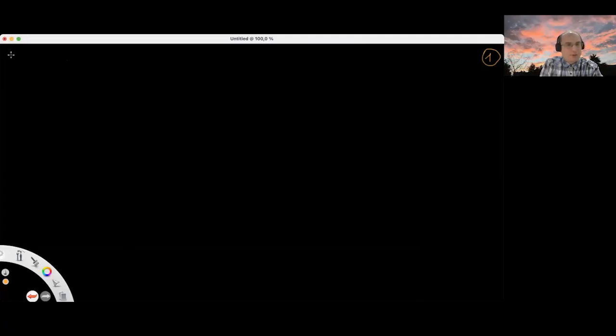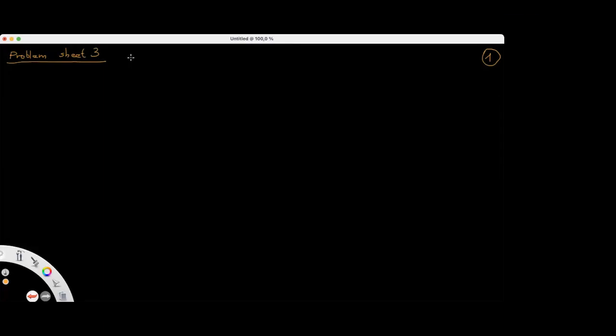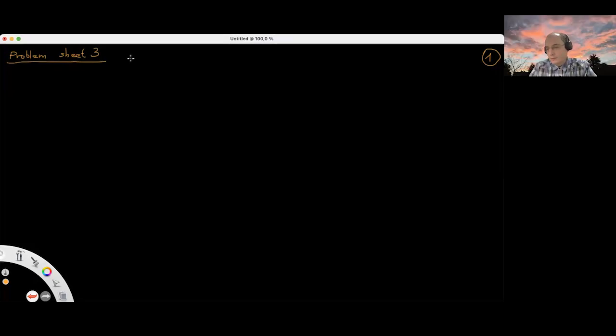So this is problem sheet 3. Did you find it difficult or not? The first one was pretty straightforward. The second one was more challenging, I think. I see, so you found the second one a bit more difficult. Okay, we can begin with the second problem.